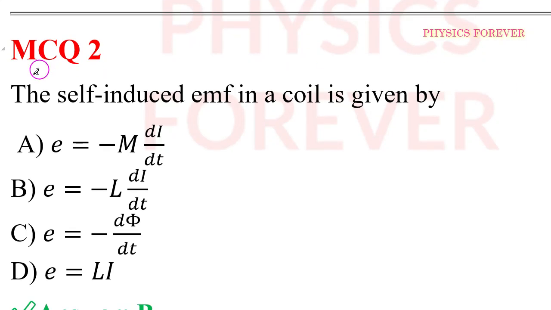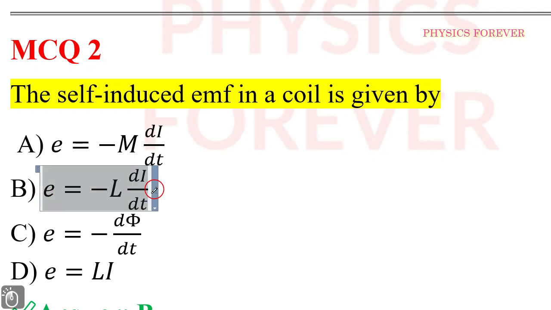Next, the self induced EMF in a coil is given by... the correct option is B. Here L stands for self inductance, and dI by dt is the rate of change of current with respect to time. We have already done many problems on this. Those who haven't seen them, I will give the link in the description, and it will be in the channel playlist. So answer B is correct.